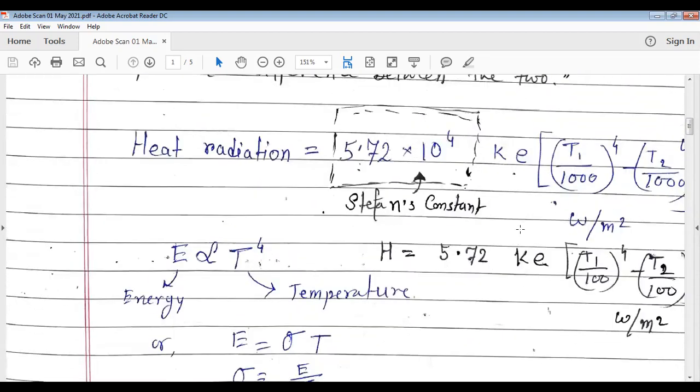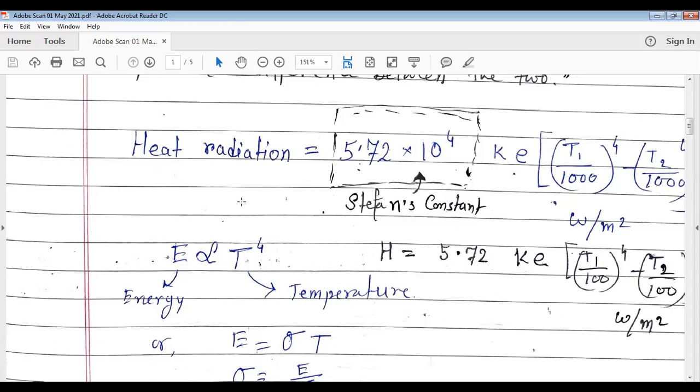Okay, so you can see the 5.72 into 10 to the power 12, 10 to the power 4. This is the Stefan constant, then a constant K, and this is E. E is the radiation from a body, and T1 is the temperature, by 1000 to the power 4 minus T2 by 1000 to the power 4. So T1 is the heating element, you can say this is the source, and T2 is the object, or you may say sink. This is the temperature T2. Now the unit is watt per meter square.